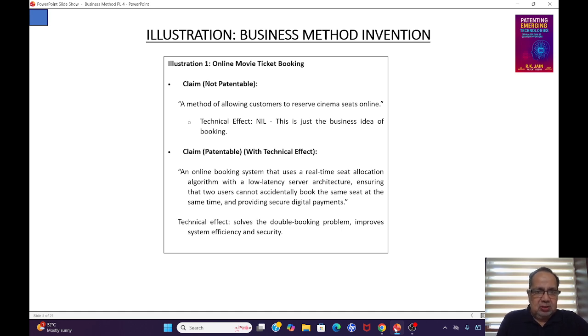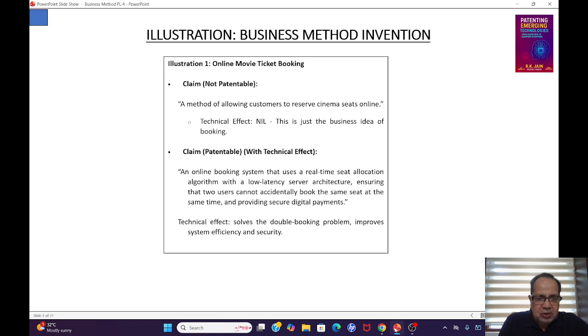patentability aspect. So for example, we take an online movie ticket booking for which a claim has been put forward. Now here if the claim is outlined as a method of allowing customers to reserve cinema seats online, as would be easy to understand, there is no technical effect. It is just basically a business procedure to reserve cinema seats online through which the customer is given a ticket on payment. If we put forward such a kind of claim, then obviously it would not withstand the exclusion under Section 3K and hence would be non-patentable.